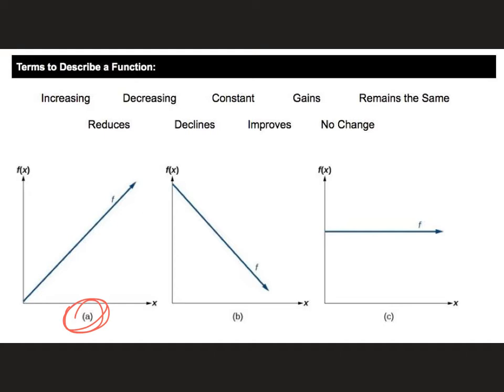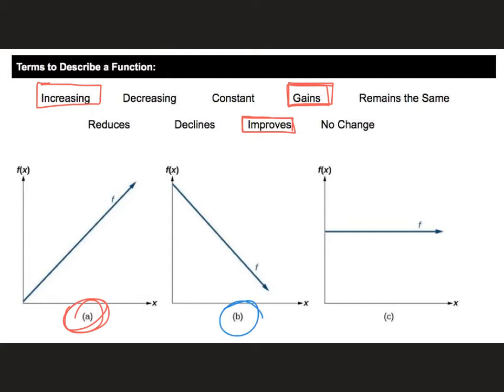As we go from left to right looking at our graph, this graph is increasing. It's going up. Another word for increasing could be gains. Gains is kind of just a synonym for increasing. Another synonym would be improves. This graph is improving, it's increasing, it's gaining, and those would be my 3 words to describe letter A.